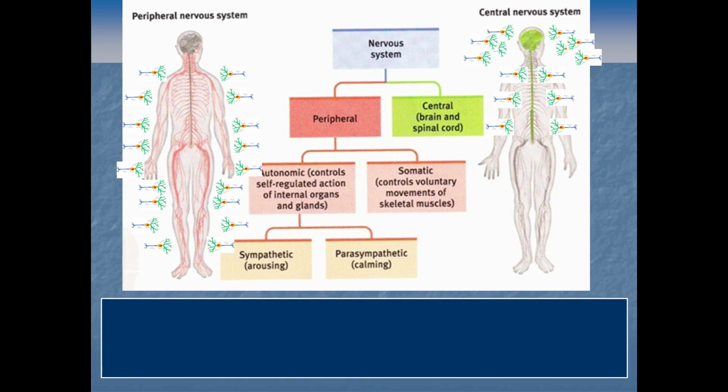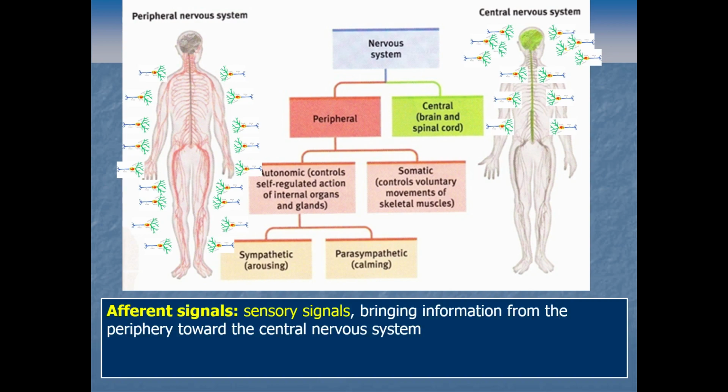Now, we've obviously got to communicate between the central and peripheral nervous system. They're not totally separate. Our brain needs to get input from our sensory receptors, but it also needs to send commands out to our motor system so we can move our muscles around. So it's all connected. Now, when we're talking about signals going to the brain, like sensory signals bringing information from the peripheral toward the central nervous system, to the spine and then the brain, we call those afferent signals with an A. Afferent signals or afferent pathways.